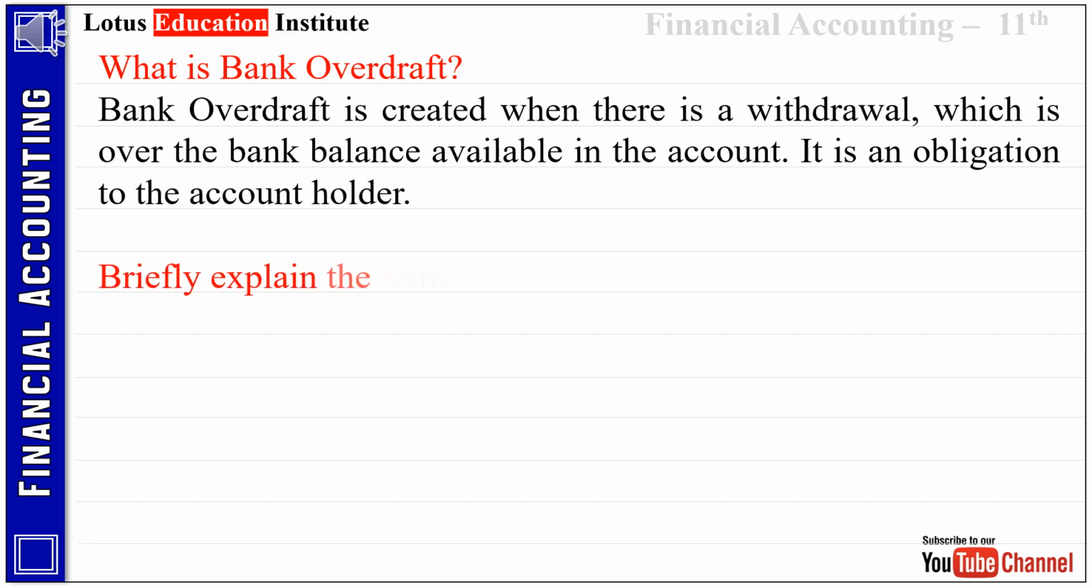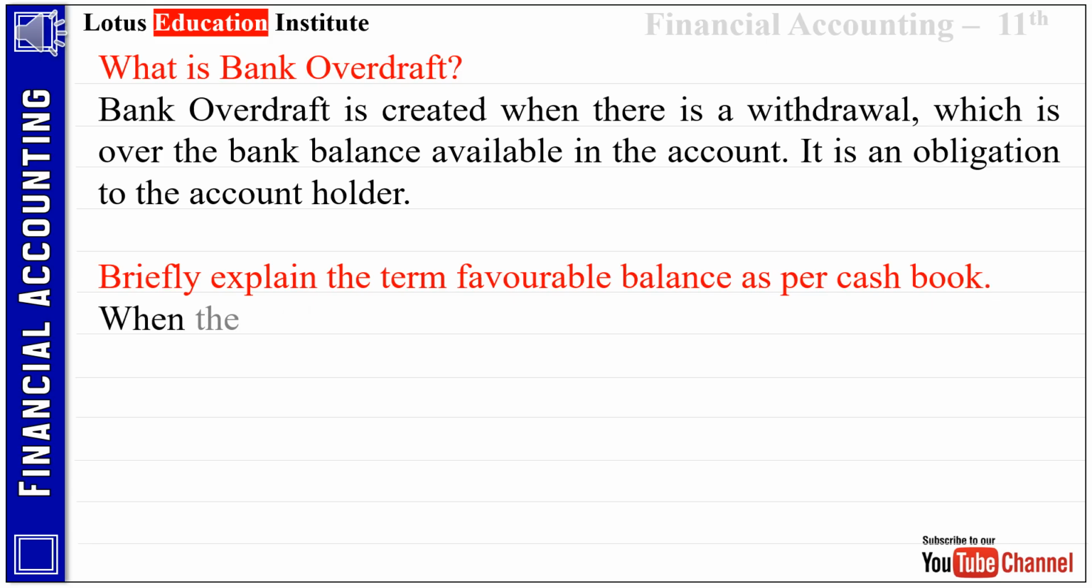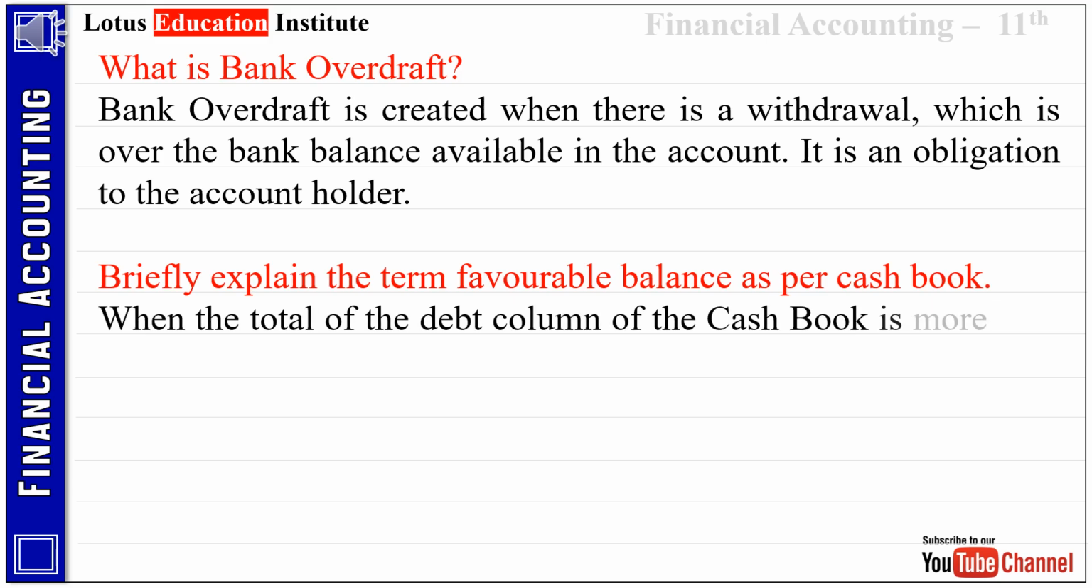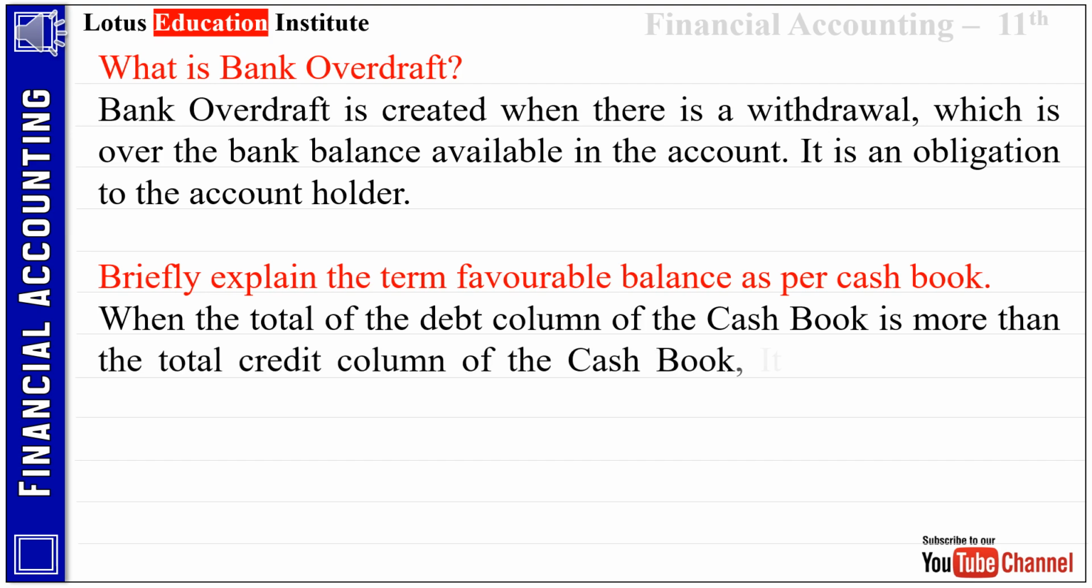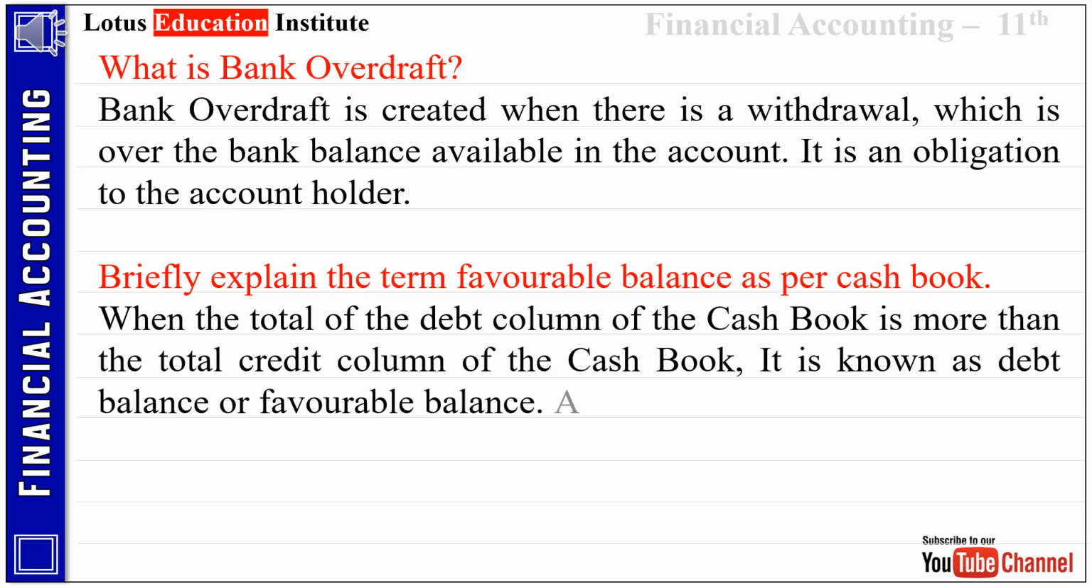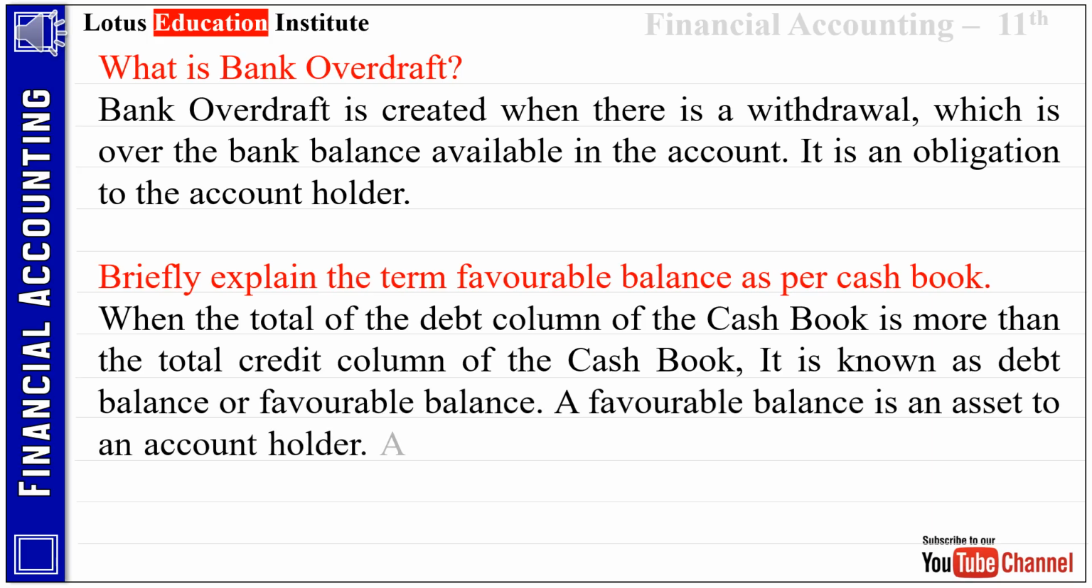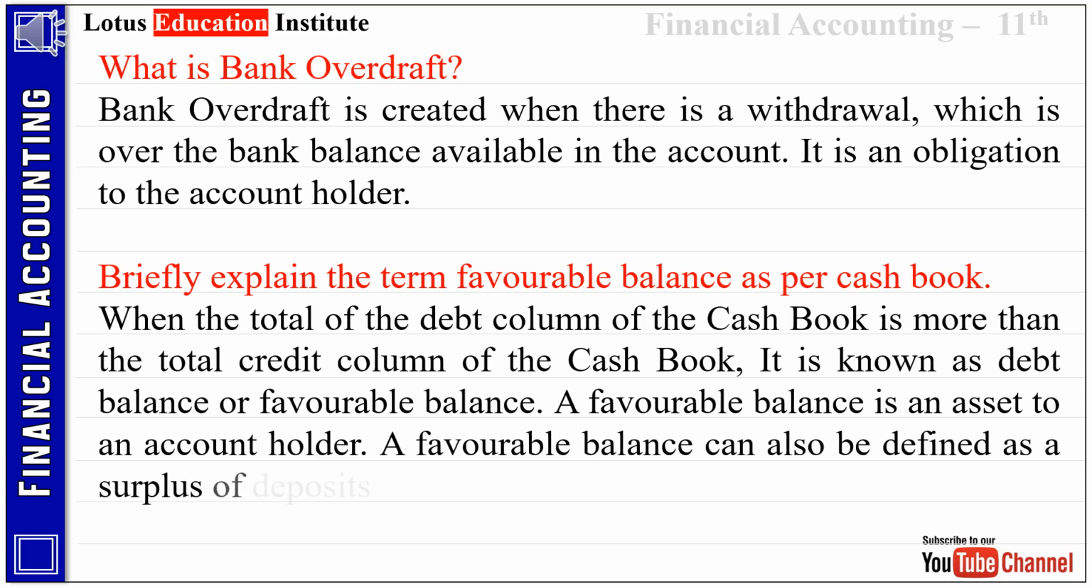Briefly explain the term favorable balance as per cash book. When the total of the debit column of the cash book is more than the total of the credit column of the cash book, it is known as debit balance or favorable balance. A favorable balance is an asset to an account holder. A favorable balance can also be defined as a surplus of deposits over withdrawals.